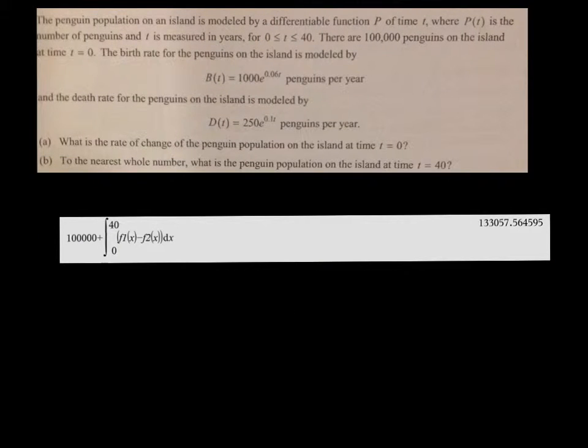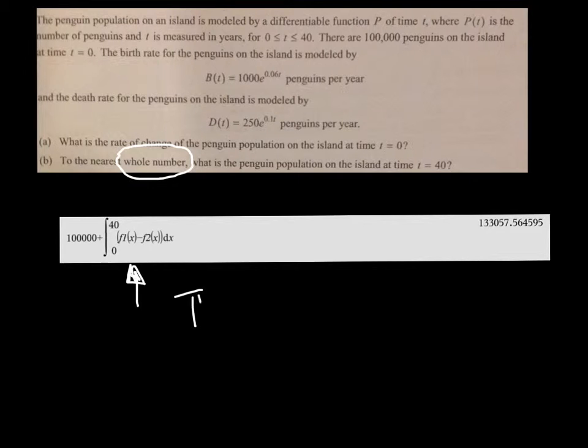Part B. Now part B says to the nearest whole number, and a lot of you did much better this time on that, what is the penguin population at time t equals 40? So we want to know the amount of penguins. If you're given a rate of change, then we always take the integral of the rate. So you can see here on my calculator, again, I'm going to use that F1, F2. I want to know from 0 to 40 the amount of penguins plus the initial value of 100,000. We're given this long decimal, but again, they wanted the nearest whole number.